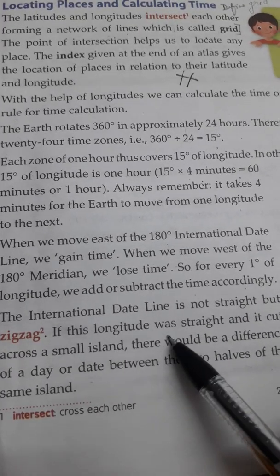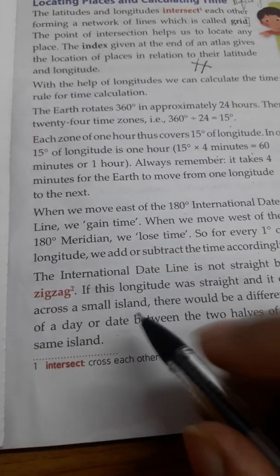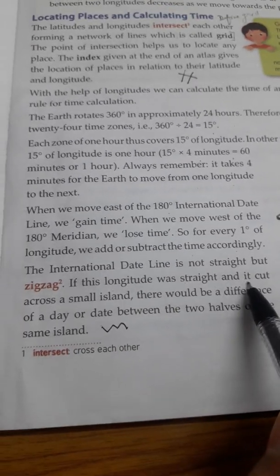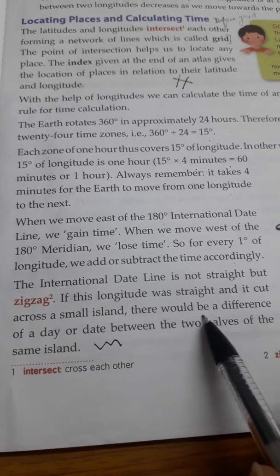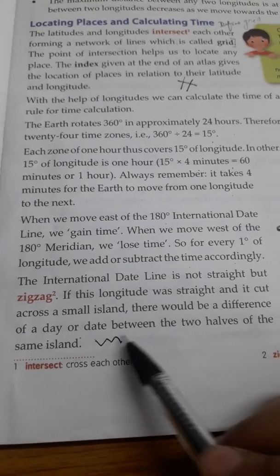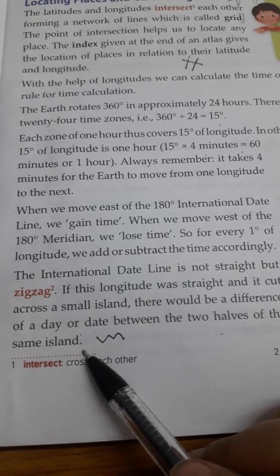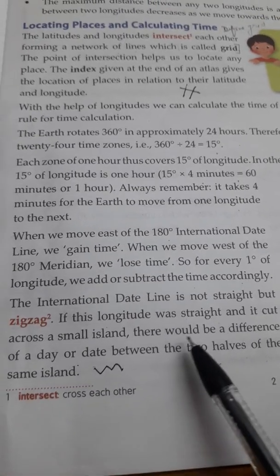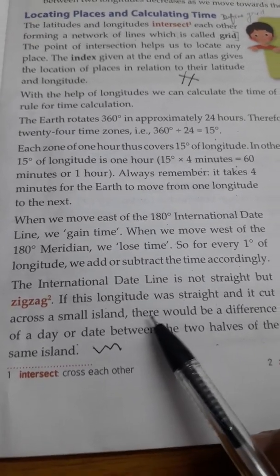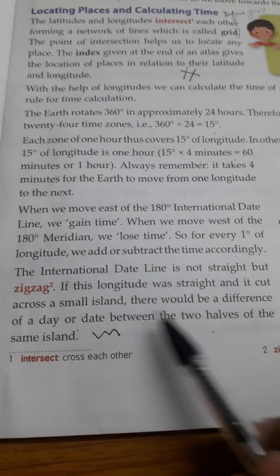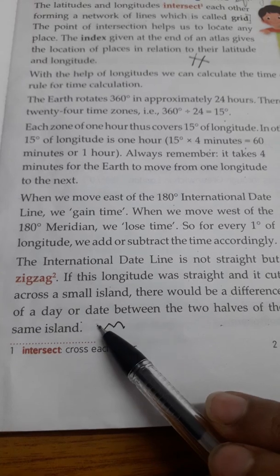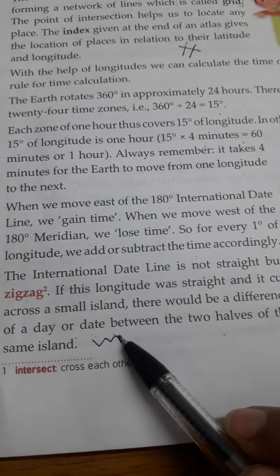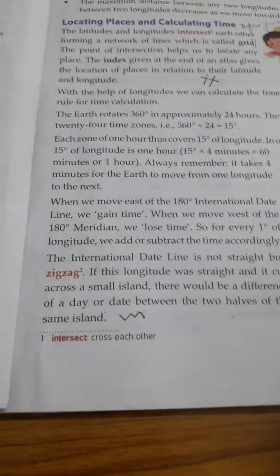The international date line is not straight but zigzag. What do you mean by zigzag? This is zigzag. If this longitude was straight and it cut across a small island, there would be a difference of a day or date between the two halves of the small island. The international date line is not straight, it is in a zigzag form. This is also imaginary. If this longitude was straight and it cut across a small island, there would be a difference of a day and date between the two halves of the same island.